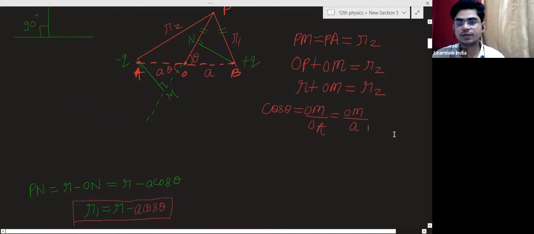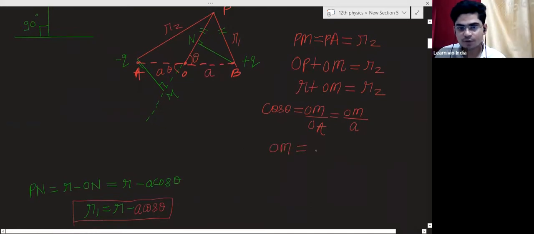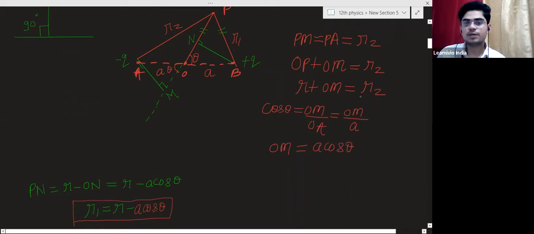OA is equal to A. So from here we can calculate OM. OM is equal to A cos theta. Okay, so now we will put the value of this OM here. Okay, so what we will get?